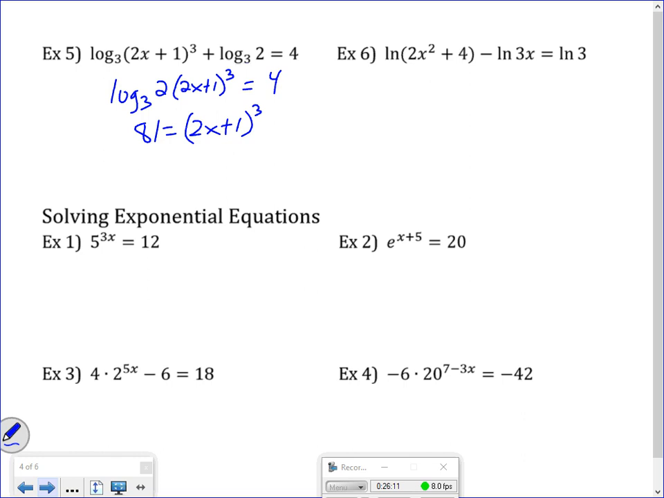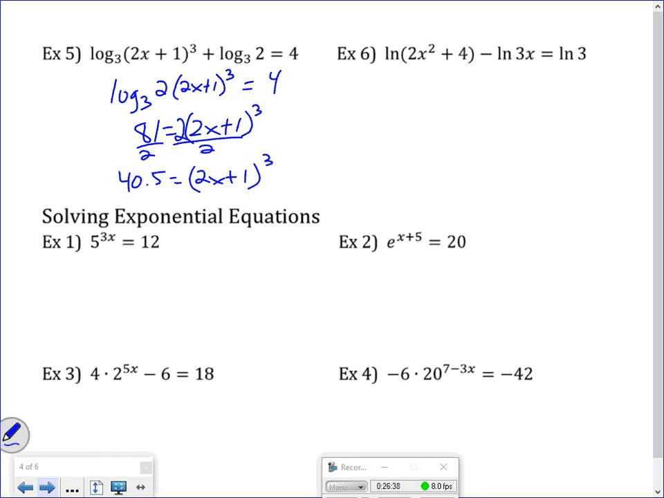Okay, I got a third power. I've got to get rid of it, so I take the... Oh, you're right. I lost my 2. Thank you. So there's a 2 there. I can't do the third root yet because I have to divide the 2 out. So I divide the 2 out, and I got 40.5. So 40.5 equals (2x plus 1) to the third.